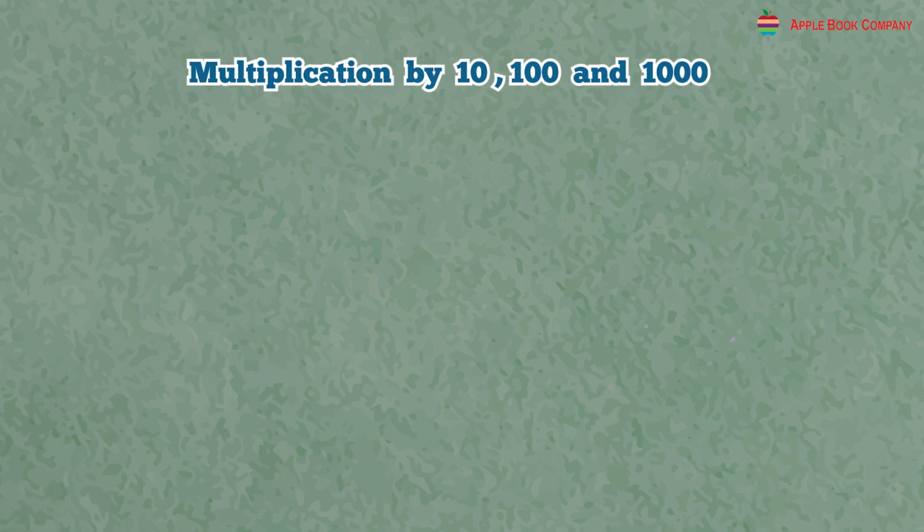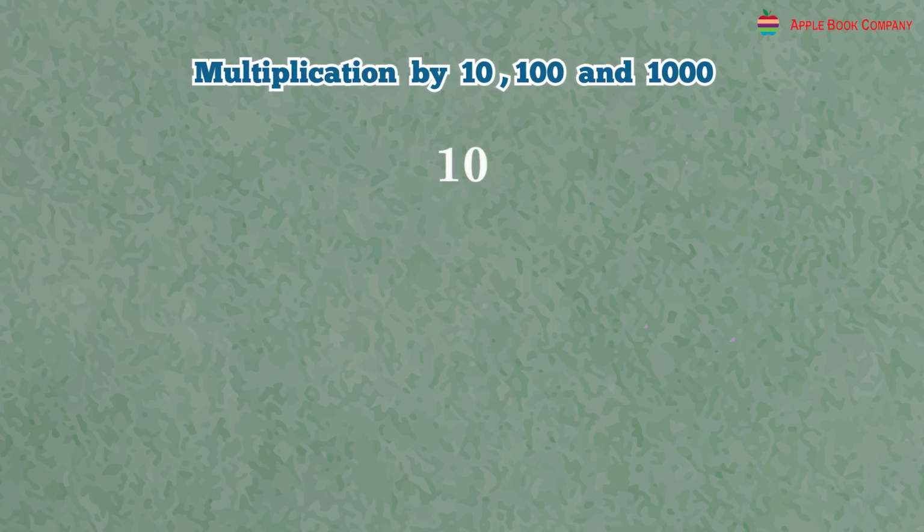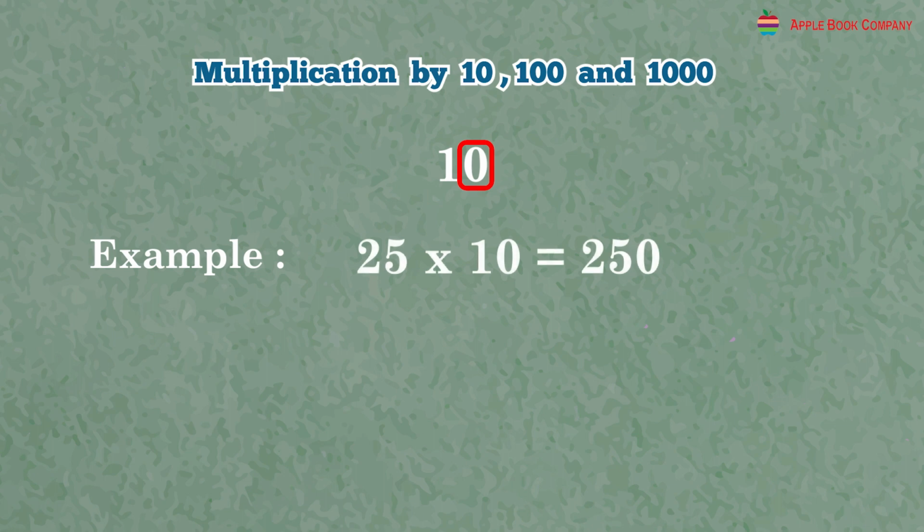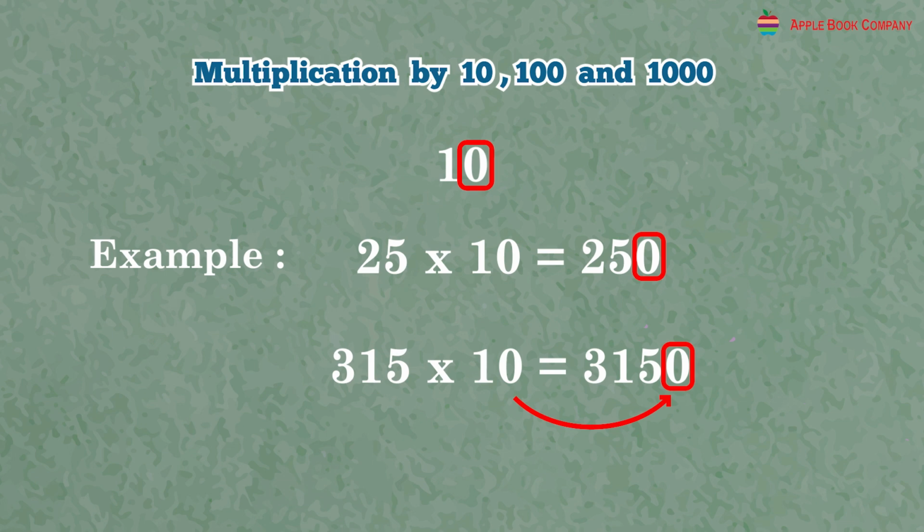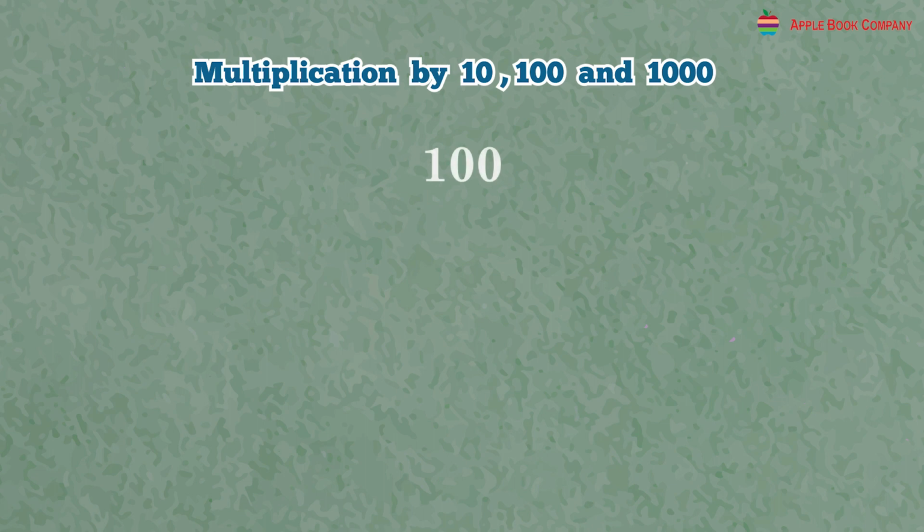Multiplication by 10, 100 and 1000. To multiply a given number by 10, we insert a 0 to the right of the number. Example, 25 multiplied by 10 is equal to 25 followed by a 0, which is 250. 315 multiplied by 10 is equal to 315 followed by 0, which is 3150.